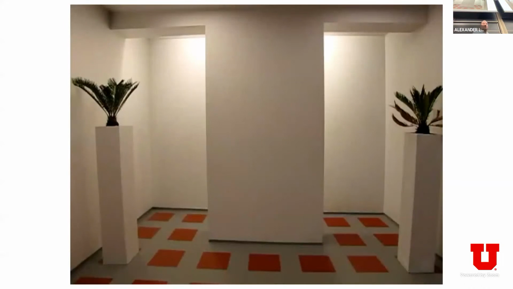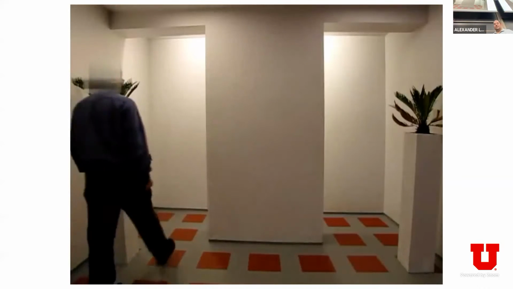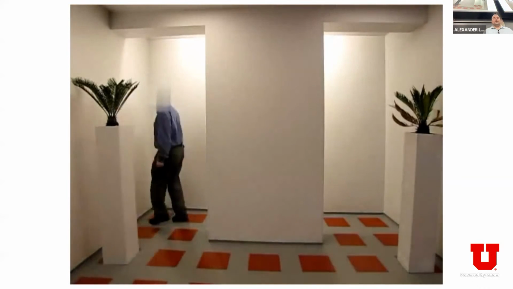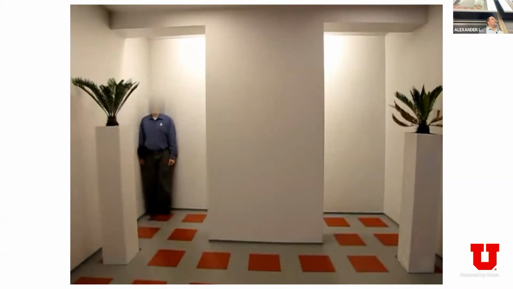And so here's a video that shows you exactly the same thing of a person moving through such an Ames room. This person will appear to be shrinking and growing as they move around in the space.